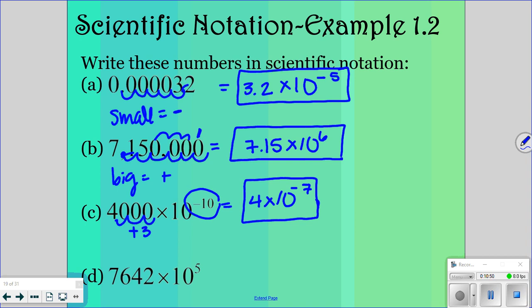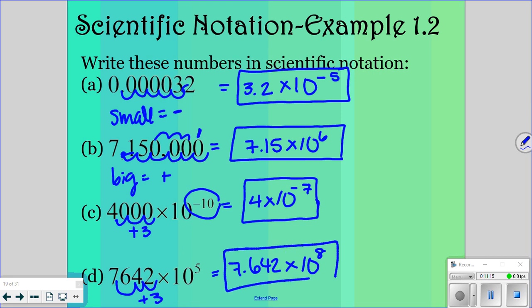For the last one, y'all pause the video real quick and see if you can do it by yourself. All right, so for this one, you're going to move it 3 places, 1, 2, 3. And so we're going to have 7.642 times 10. We moved it a positive 3, and there's a 5 already there, so that's going to become an 8. So there is your answer.